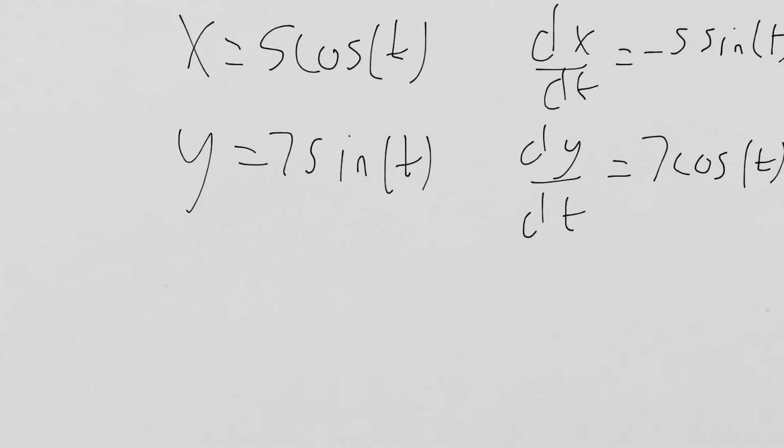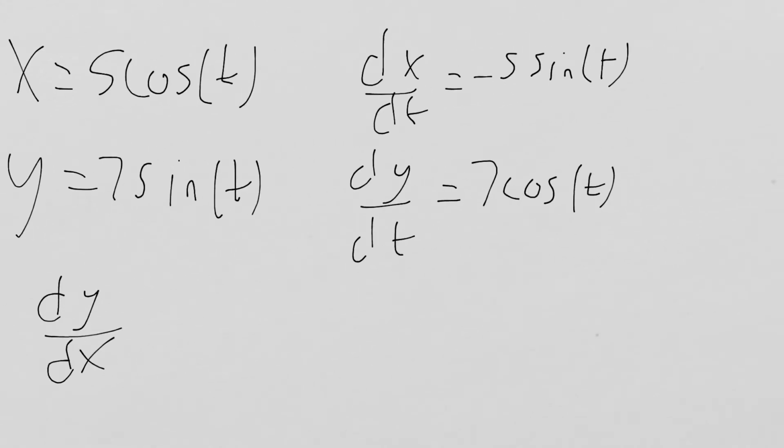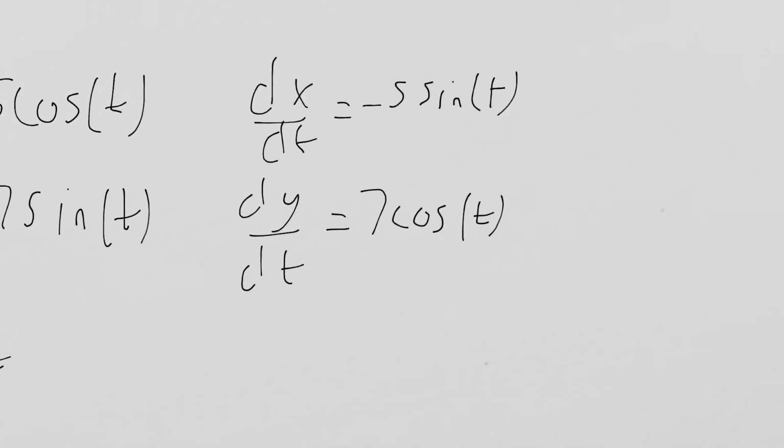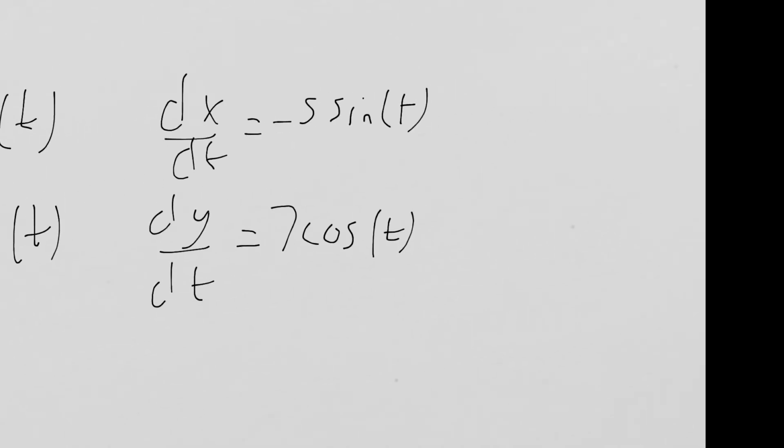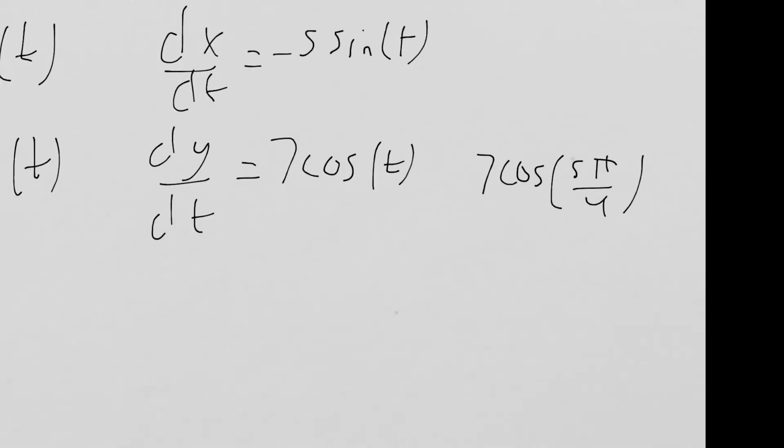And why are we finding that? Well, eventually we want to be able to find dy dx because that's our slope. So what we can do is find out what dx dt and dy dt are at 5 pi over 4 and then use that to figure out our slope. So dy dt is 7 cosine 5 pi over 4. That is our third quadrant where cosine is negative and it's equal to root 2 over 2. So we get negative 7 root 2 over 2.